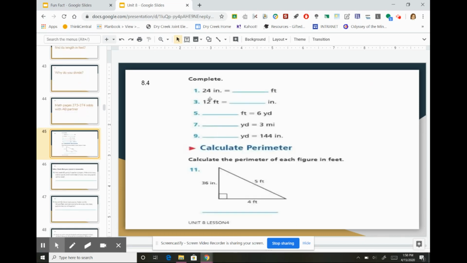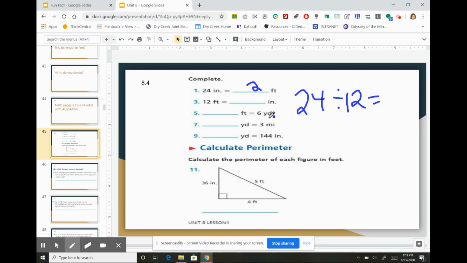The first one says 24 inches equals how many feet? Inches is smaller, so I'm going from smaller to larger. I must divide. Smaller to larger, gotta divide. Pause the video and do that one. My equation is going to be 24 divided by 12, because there are 12 inches in a foot. So 24 divided by 12 is 2. My answer is 2 feet.